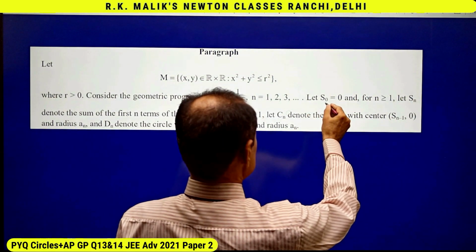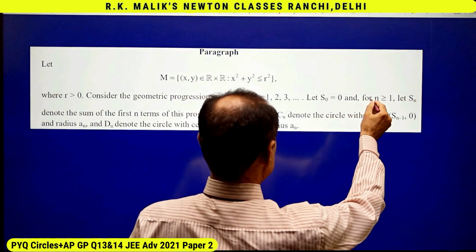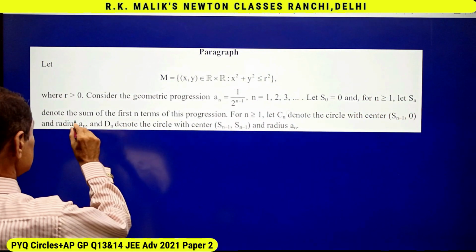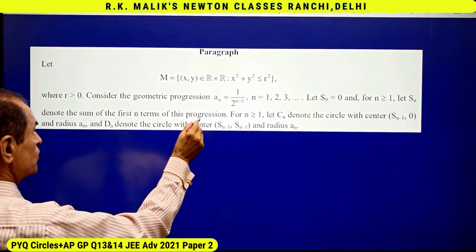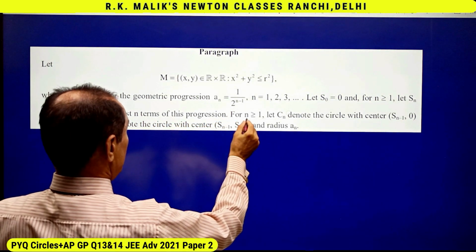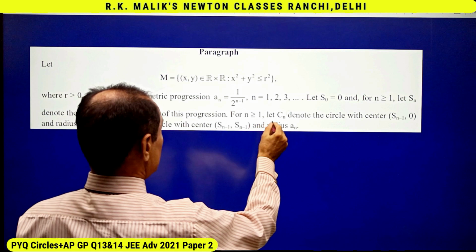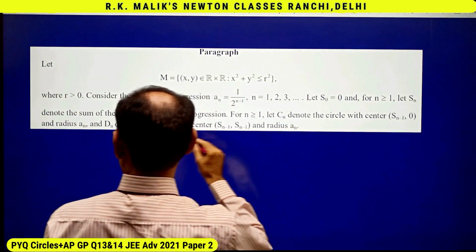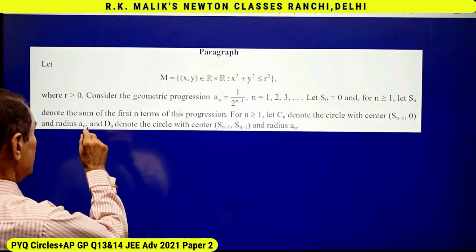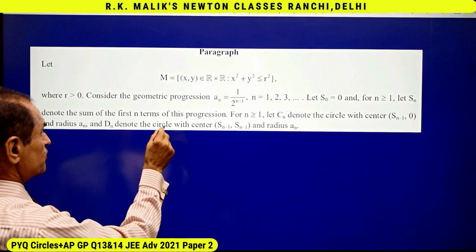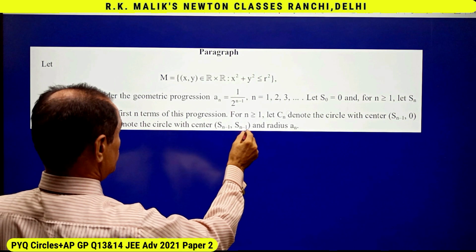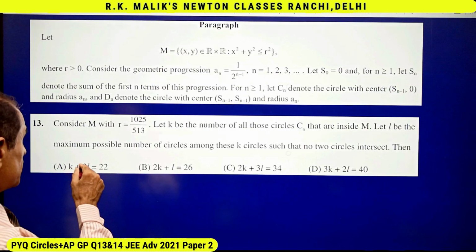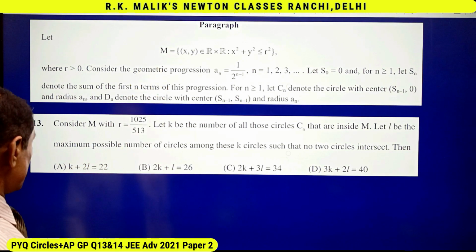Let S0 is equal to 0 and for n greater than equal to 1, let Sn denote the sum of first n terms of this progression. Let Cn denote the circle with center Sn-1, 0 and radius an, and Dn denote the circle with center Sn-1, Sn-1 and radius an. This is question number 13, which is the first question of this paragraph.